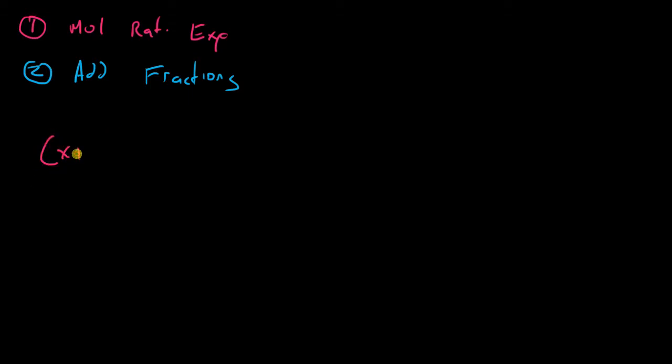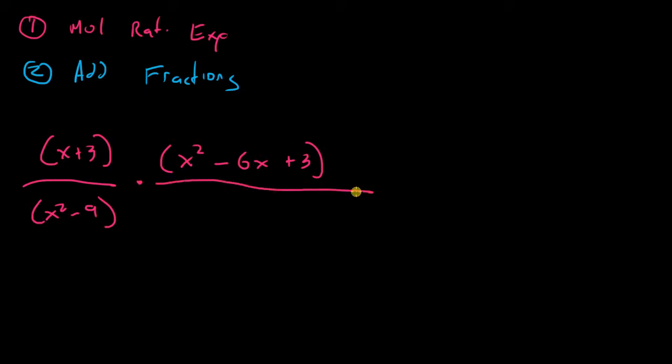If you have something like x plus 3 over x squared minus 9, times x squared minus 6x plus 9 over x minus 3, what can we do? A thing you cannot do, and it's worth pointing out, is cancel this x with that x, because there's a plus or minus here. You only get to cancel things when they're multiplied together. I'm going to repeat that because it's important. You only get to cancel things when they're multiplied together.